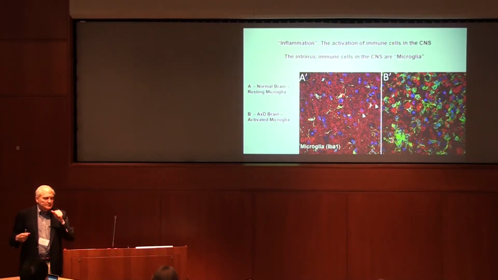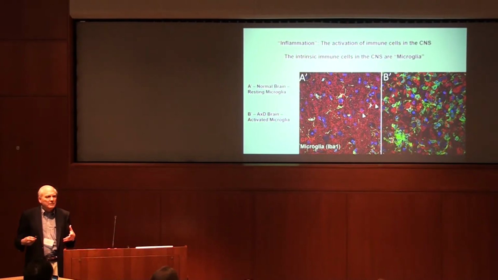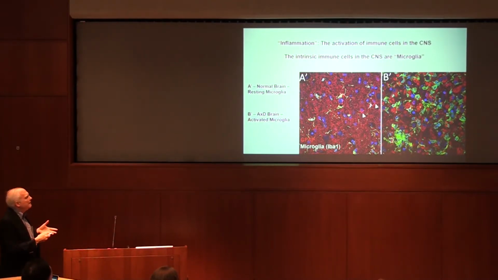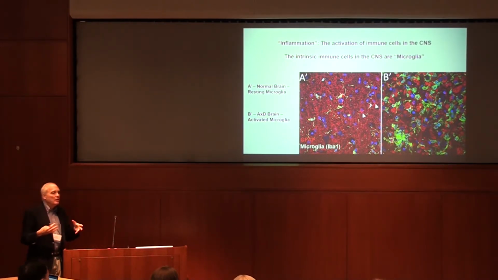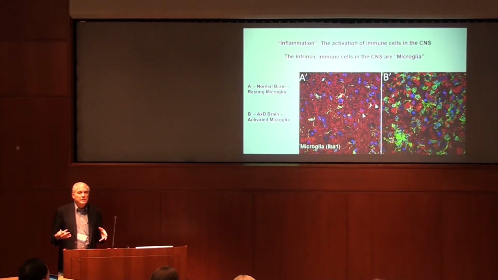And they help us ward off infections, for example. What you find in a normal brain, and this is a normal human brain, the microglia are in green here. The red, by the way, is GFAP. And the blue are actually cell nuclei. So these cells are very delicate, small cells in a resting brain.